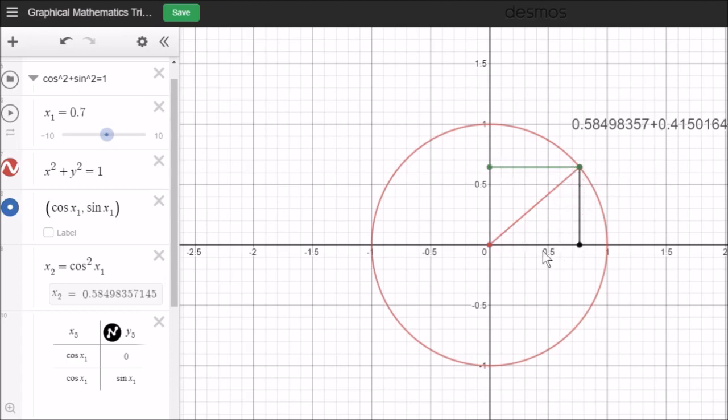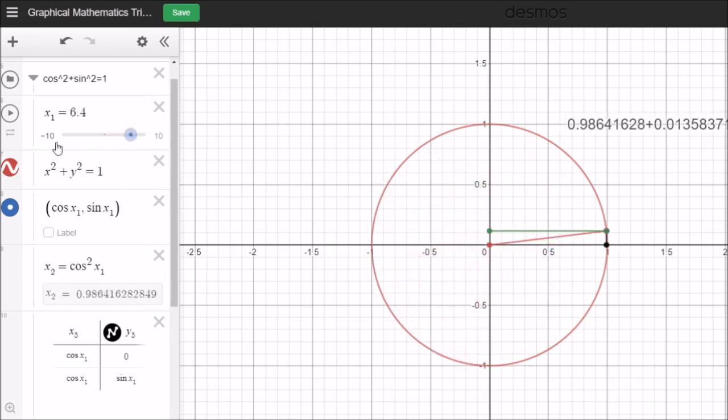So this length is the same as the value sine of theta, and this length is the value cos of theta. From our Pythagoras we know that this length squared is this length squared plus this length squared, which is cos squared theta plus sine squared theta. It gives us a value of 1, and that's what we see up here. The value remains at 1 all the way round the circle.